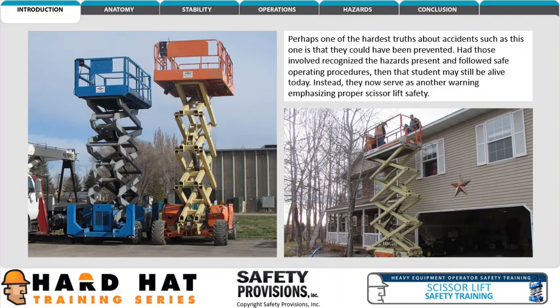Perhaps one of the hardest truths about accidents such as this one is that they could have been prevented. Had those involved recognized the hazards present and followed safe operating procedures, then that student may still be alive today. Instead, they now serve as another warning emphasizing proper scissor lift safety.